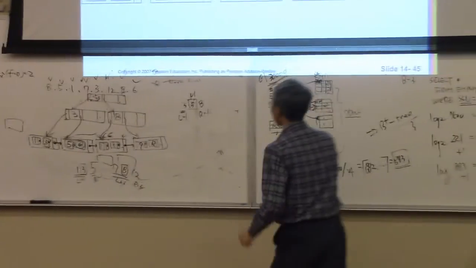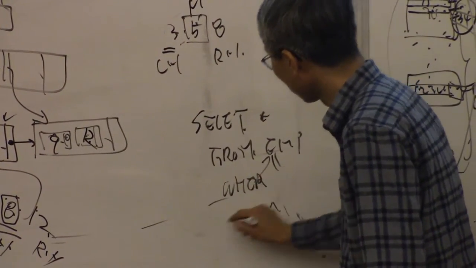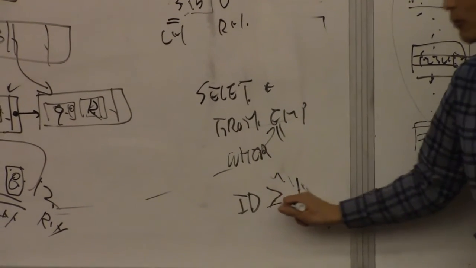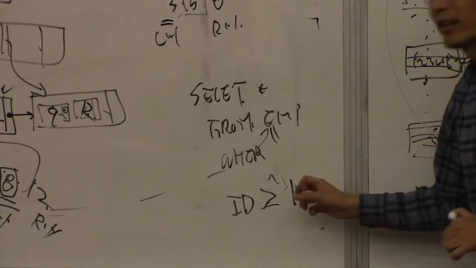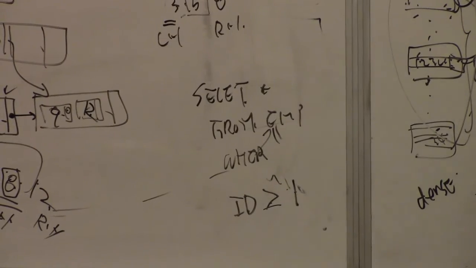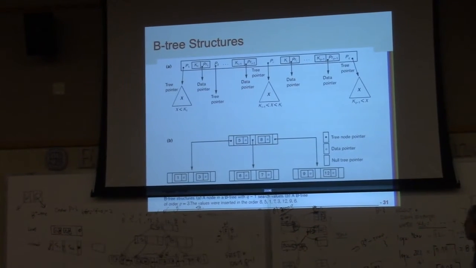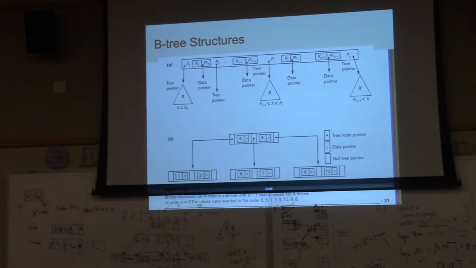For example, select from employee where ID is bigger than 1, for example, equal or bigger than. This is called what? Range query. When you access the data range. So, for example, let's go back to the B tree index. So this is a B tree index. I'd like to access IDs equal or bigger than 1 using the index.